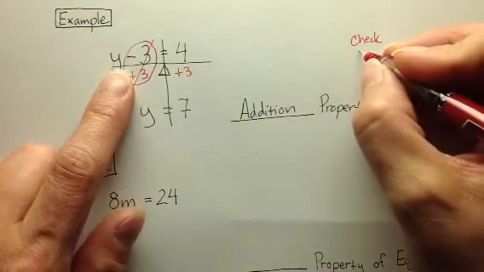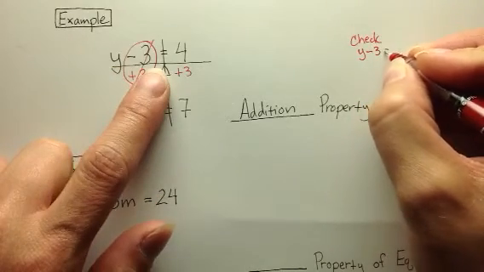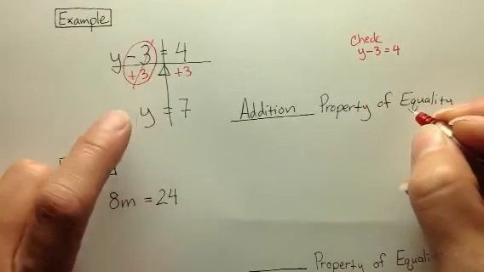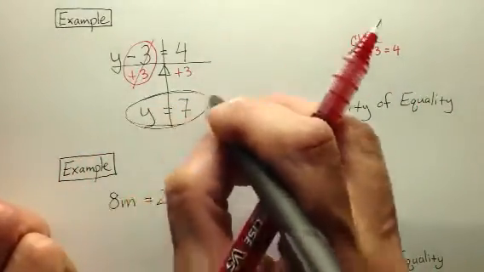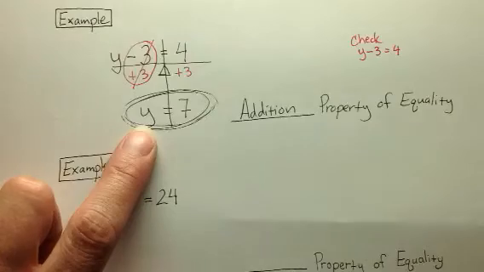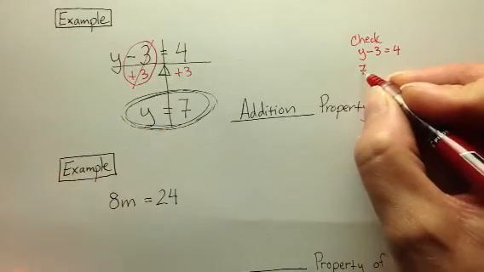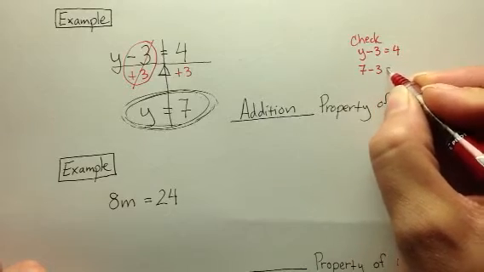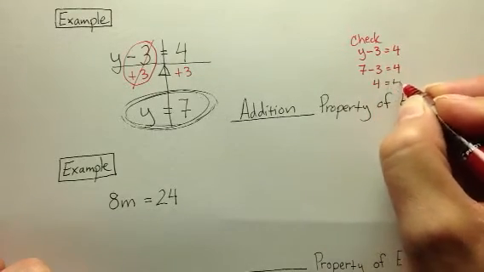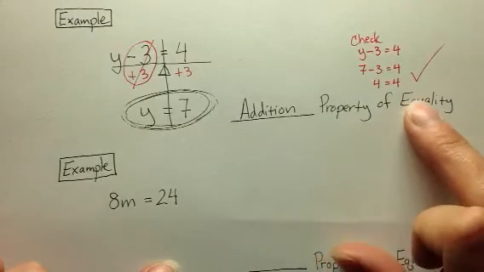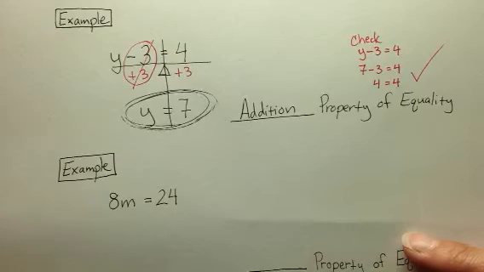So I go back to my original equation when I check. Y minus 3 equals 4. Okay, I'm going to substitute what I got here. This is my solution I got. I got that y was 7. So I'm going to substitute 7 for y. 7 minus 3 equals 4. And I do this little math over here. I know these are quite simple, but I have now checked. The solution makes it true. So 7 made it true.